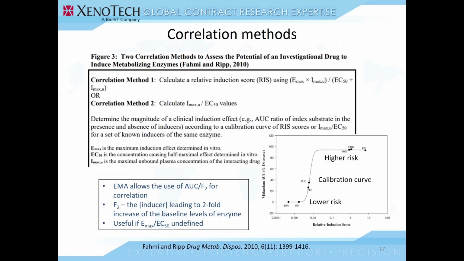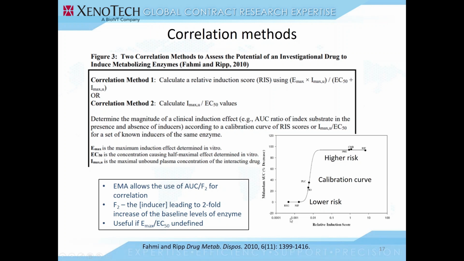So the first one in the guidance is correlation methods. This is where that relative induction score comes into play. And the guidance basically says, calculate these things, plot them. It's essentially calibration. We have a calibration curve here. This is a risk curve for one of our lots. It's always in the context of midazolam AUC changes in the clinic, because that's how we scale these things.